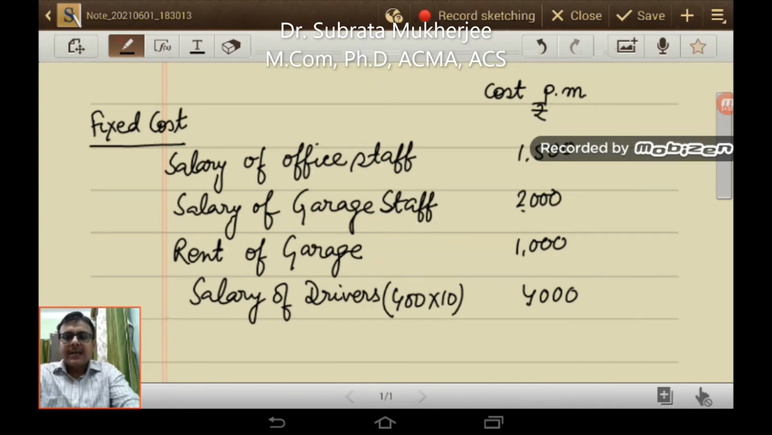Next item is salary of drivers. Per month driver salary is 400 per taxi. There are 10 taxis, so altogether the salary of drivers is rupees 4,000. This is also a fixed cost.